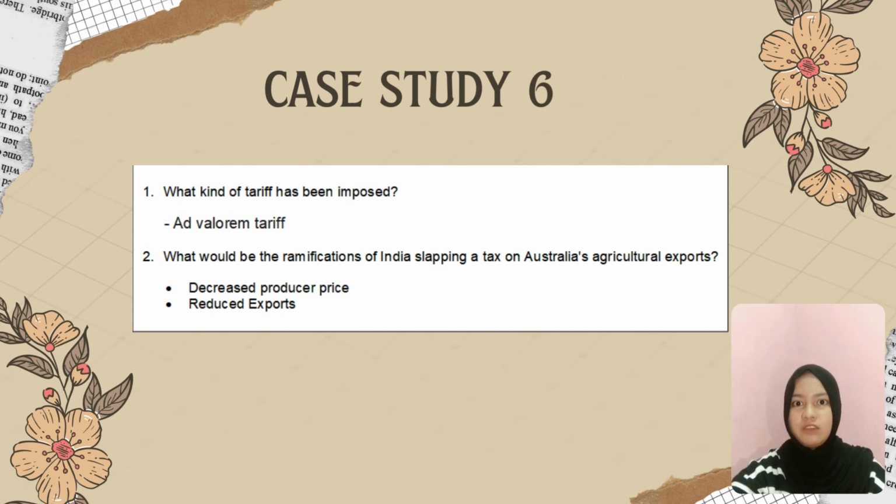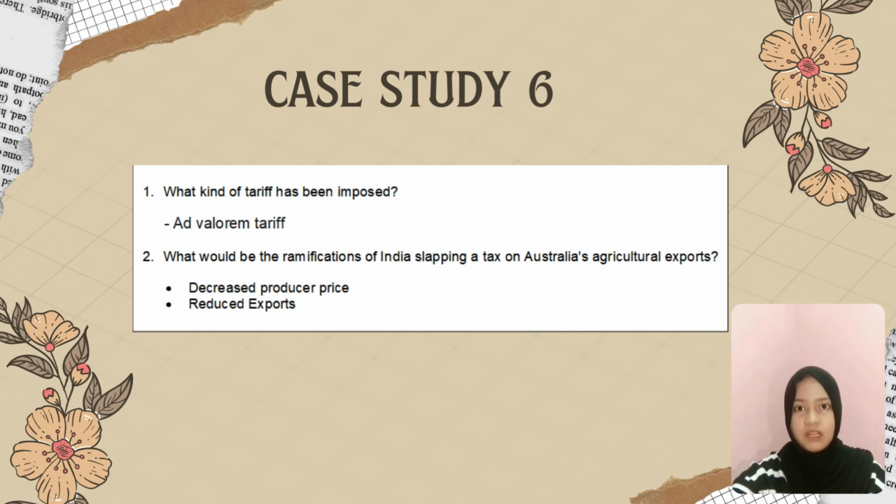Now, I would like to explain to you about case study 6. Before that, let me introduce myself. My name is Emilia binti Amri and my matric number is A22A0567. For question 1, I need to find the type of tariff that has been imposed in this state. The answer for this question is ad valorem tariff.